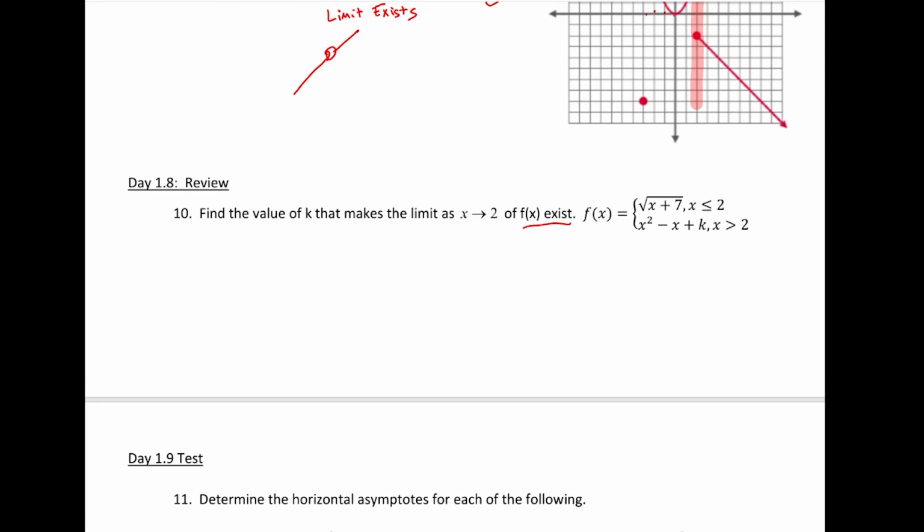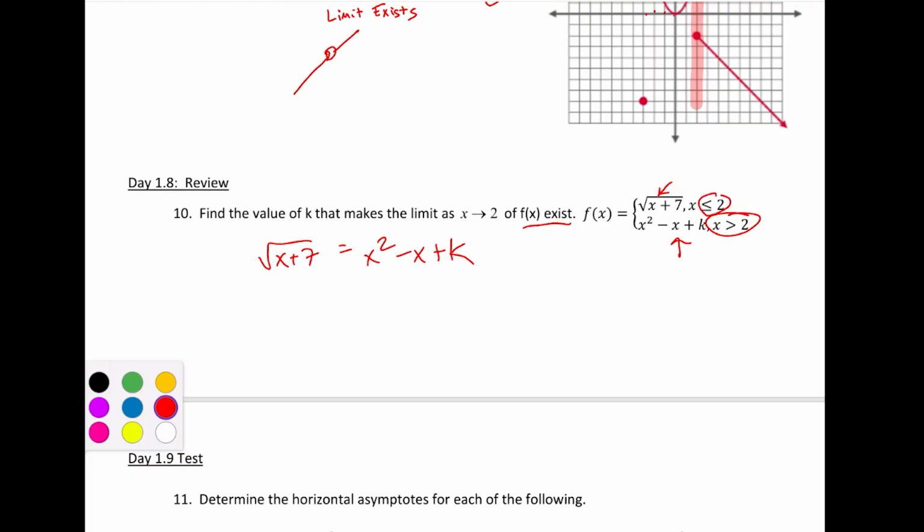So basically what we're looking for on this piecewise function is, when x is less than or equal to 2, we've got this square root function. And then when x is greater than 2, we've got this quadratic. And what we want is for those two pieces to match up to each other and be equal when x is 2. So we're going to set each piece equal to each other. So the square root of x plus 7 equals x squared minus x plus k. And we're going to substitute in 1 for x.